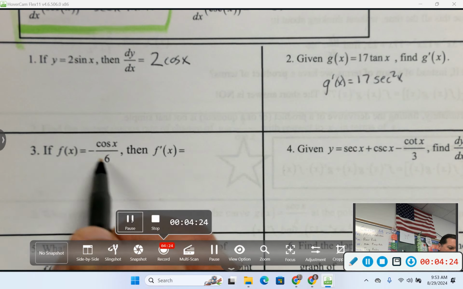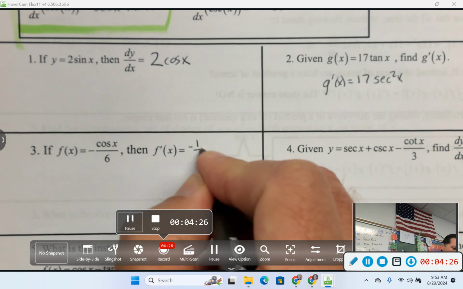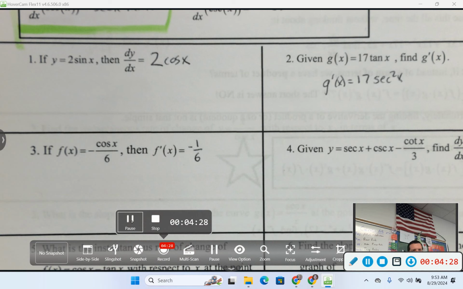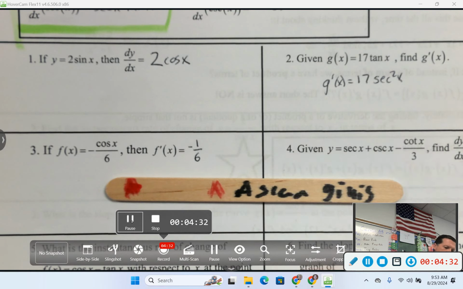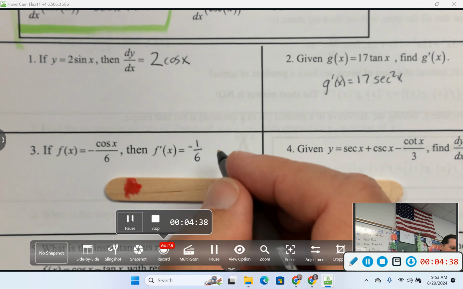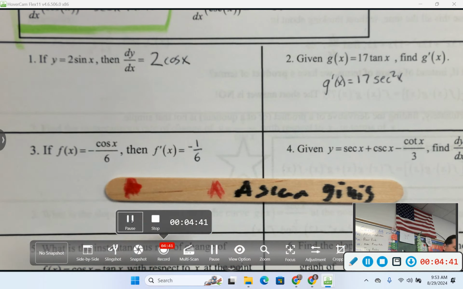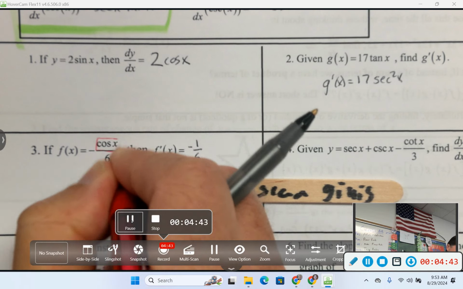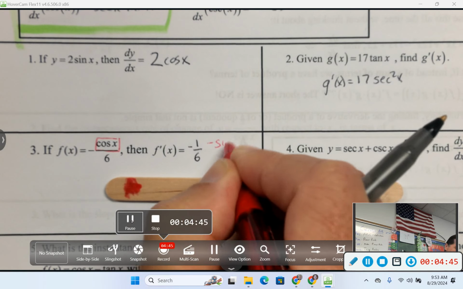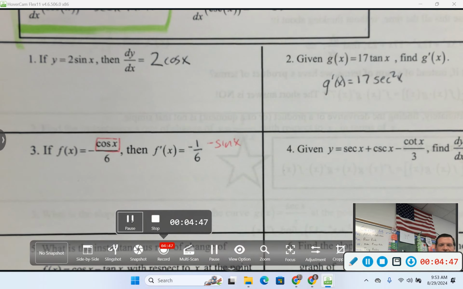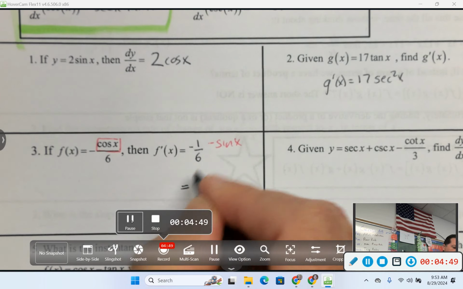Number 3 maybe looks weird with the pi over 6, but just put the negative 1/6 out front, and then worry about the derivative of cosine. Aslan, what's the derivative of cosine? Well, be careful. The derivative of cosine is negative sine of x. Now, there was already a negative there, so I'll give you the benefit of the doubt and assume you multiplied the 2 negatives.